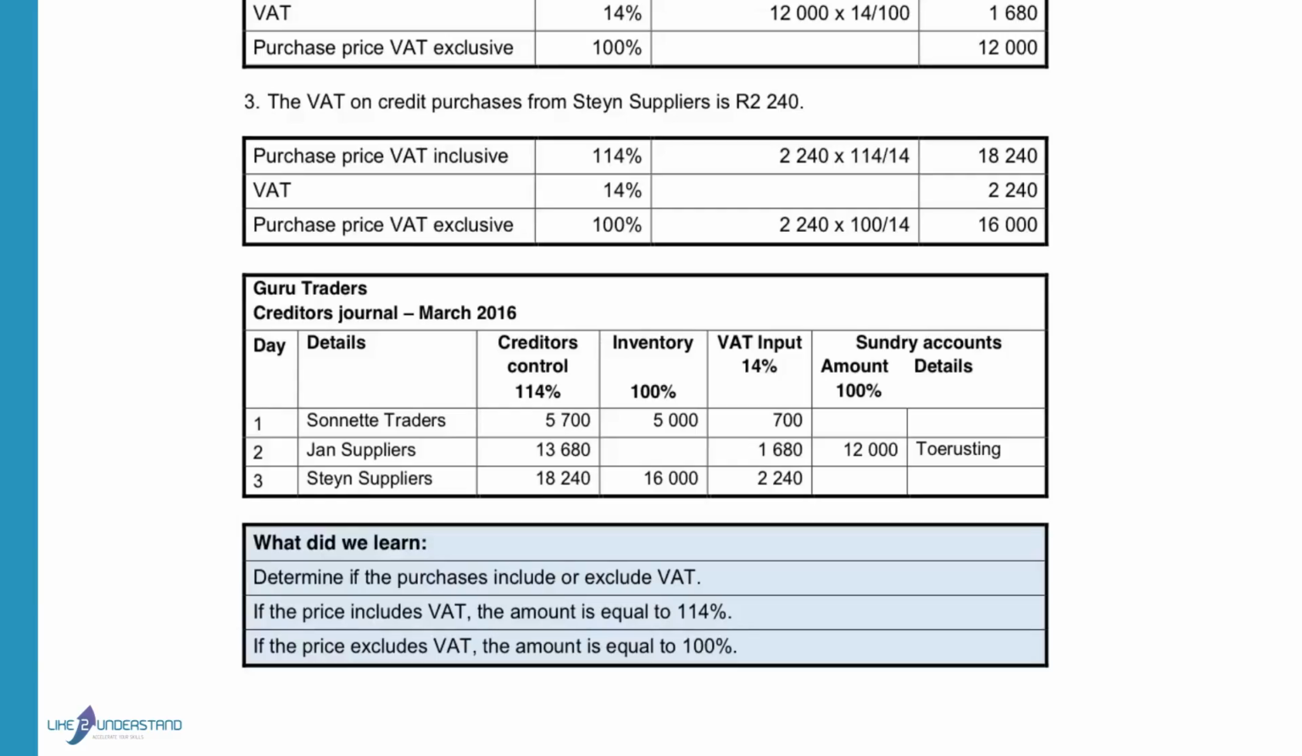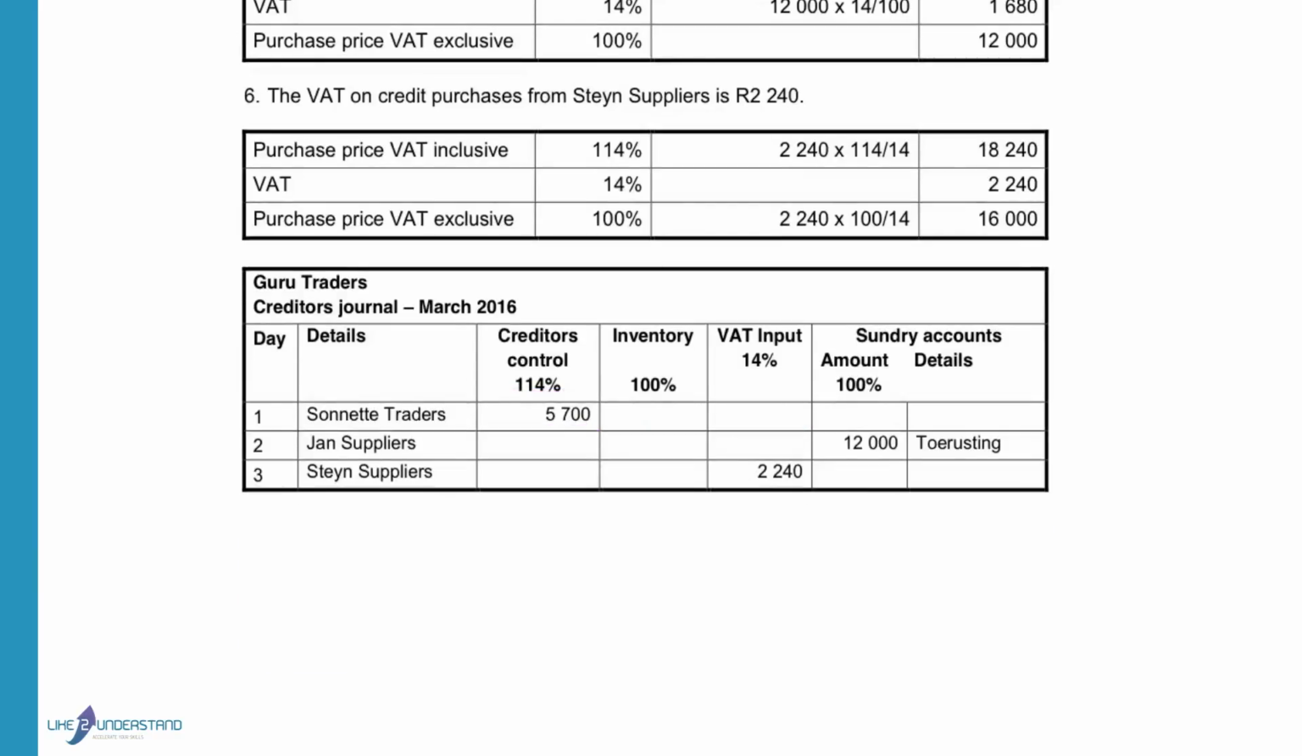In the creditors journal, we will indicate that the business owes the creditors a total of 5,700. That equals the 114% because it includes the inventory price, 5,000, and the VAT of 700 Rand. If we want to do the calculation directly in the creditors journal, I can enter the amount given as 5,700 under the creditors column because they say it's VAT inclusive, so it equals the 114%.